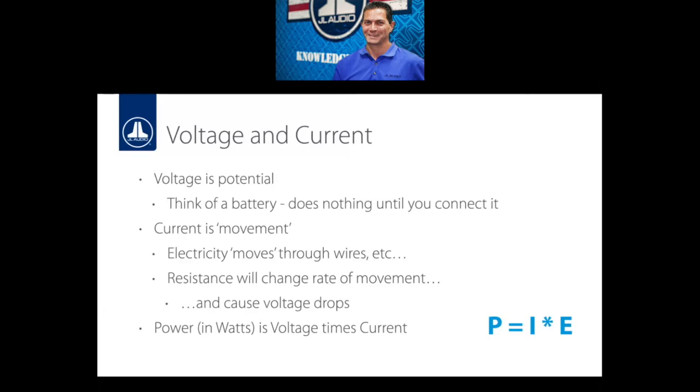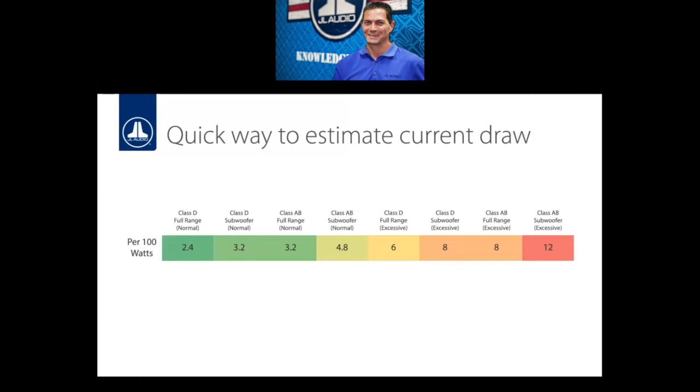All right, so you have formulas to calculate power. Power is voltage times current. You guys probably already know that. I found a really neat thing to have available is a chart that actually gets away from power and watts and starts talking about current. And here's a quick way to estimate current draw with different amplifiers.